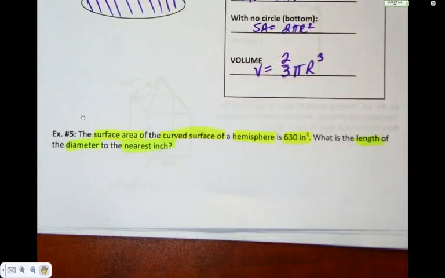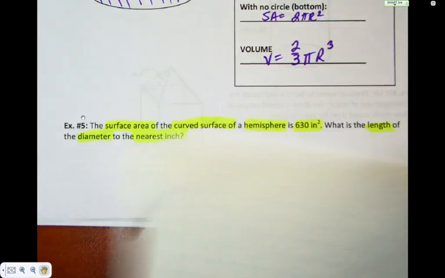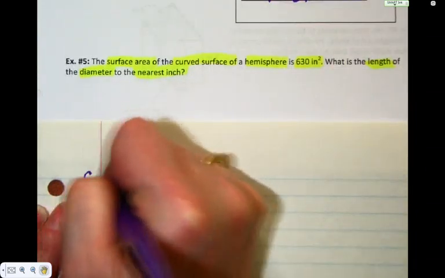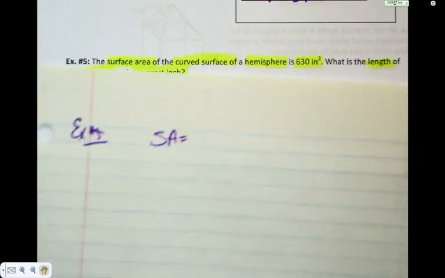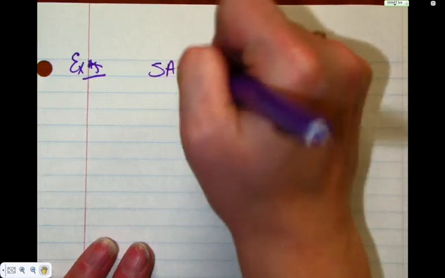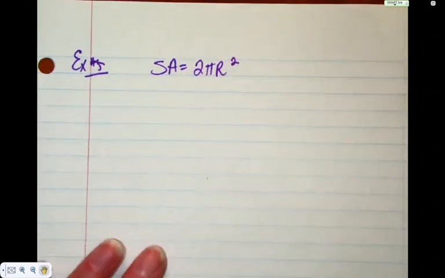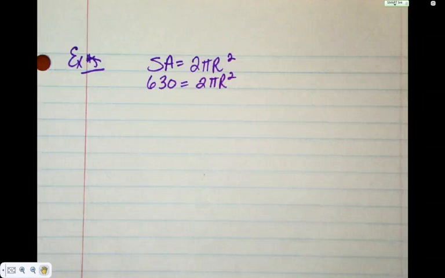And then the second one, I'm going to grab length, diameter, nearest inch. This is another example of working backwards. Formula for the curved surface of a hemisphere: 2 pi r squared. This time we have the surface area, so I'm going to put it on the left, leaving everything on the right.